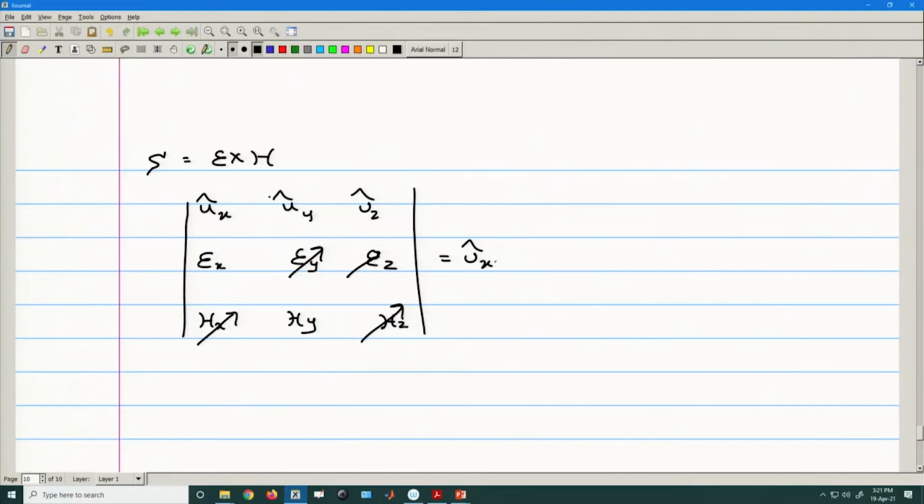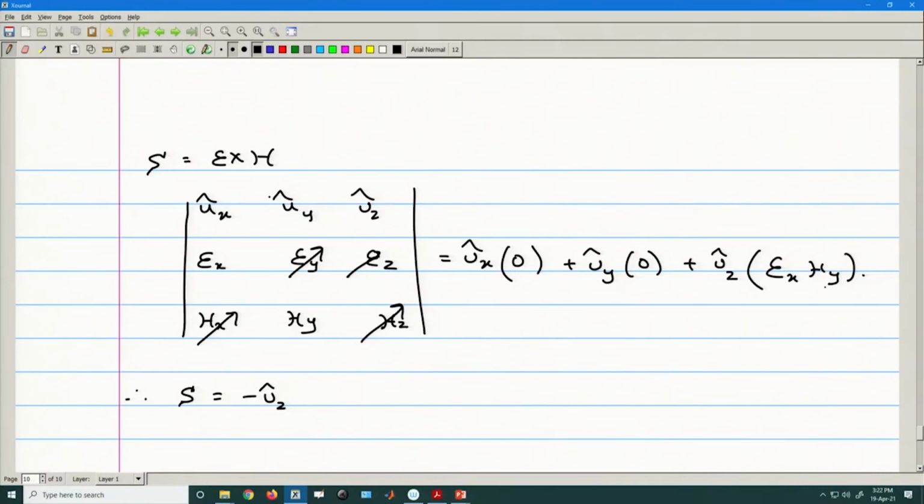So, we will calculate as Ux, we will get U of x is 0 plus Uy is also 0 plus Uz we have Ex multiplied by Hy. Fine. Therefore, we can write S as minus of Uz, because Ex and Hy we are having one minus sign. So we will have Ex multiplied by Hy.